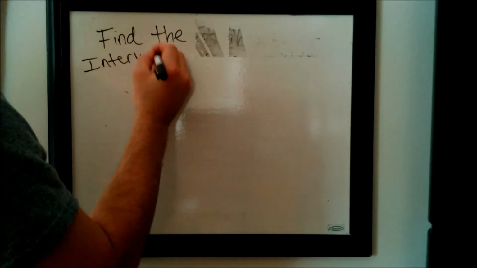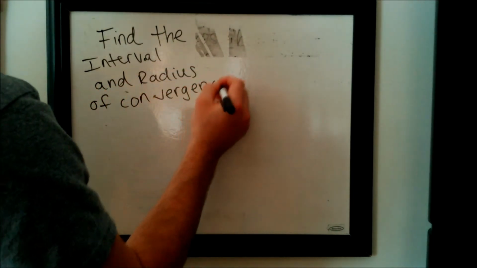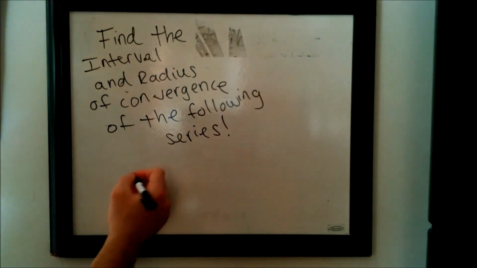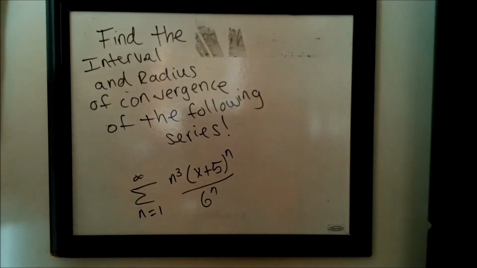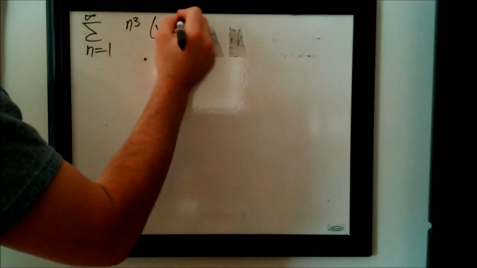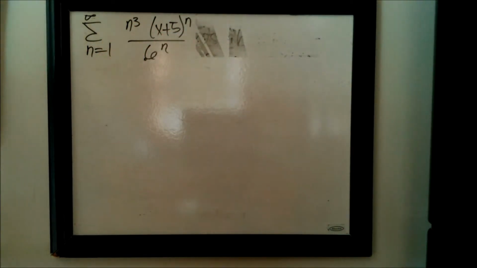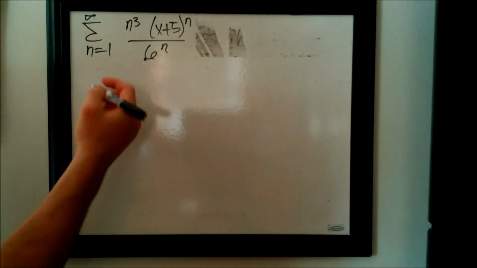Now let's try a quick problem and test for the interval of convergence and the radius of convergence. It says find the interval and radius of convergence of the following series, and the series is n cubed times (x plus 5) to the n all over 6 to the n. So we're going to start by doing the ratio test for absolute convergence.